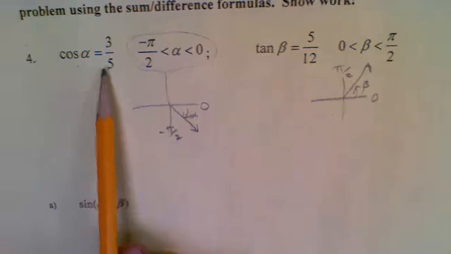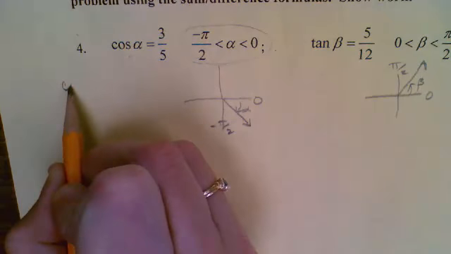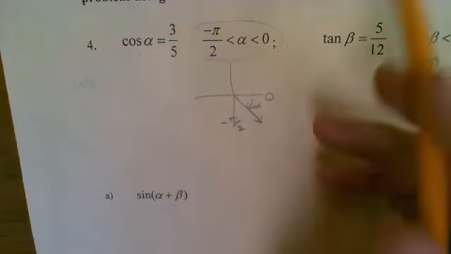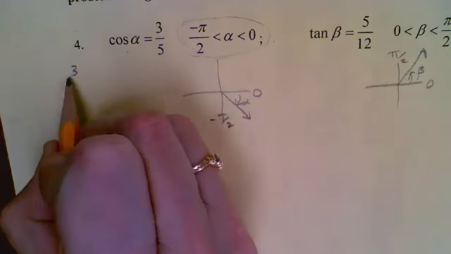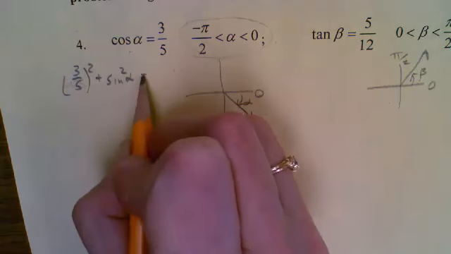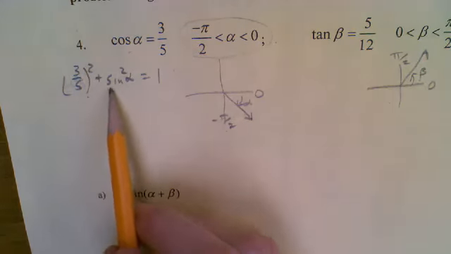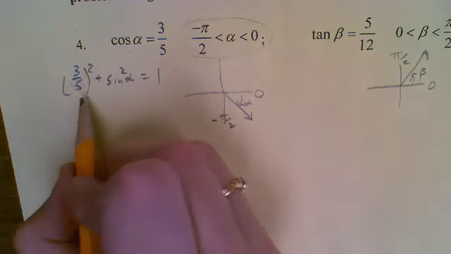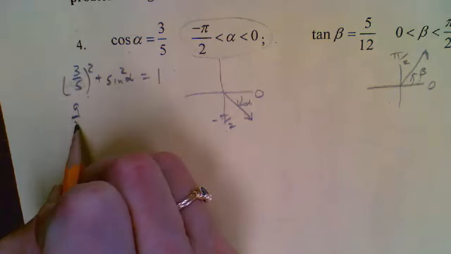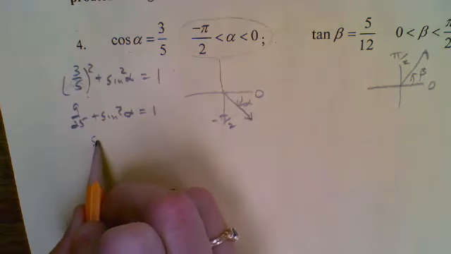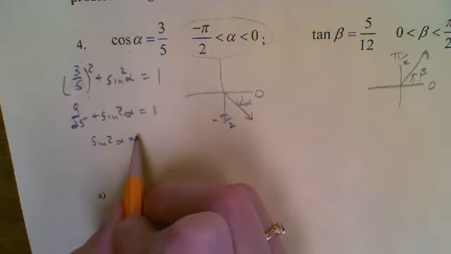I need to use my Pythagorean identity for alpha. I know what the cosine of alpha is. Cosine of alpha is 3/5, so cosine squared plus the sine of alpha squared has to equal 1. So now we just have to solve for the sine of alpha. We're going to square both the top and the bottom, 9/25. Subtract 9/25. What's that? 25 minus 9 would be 16/25.